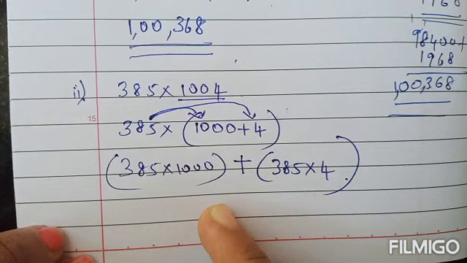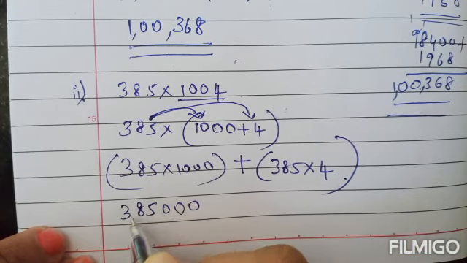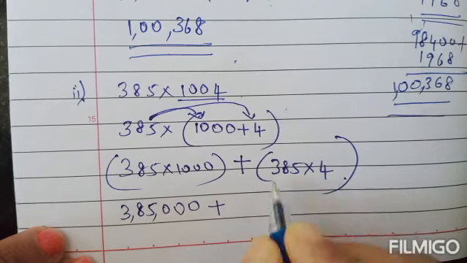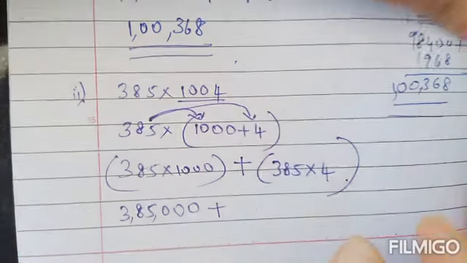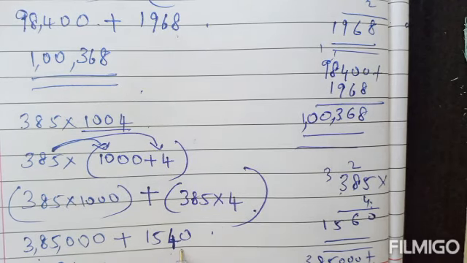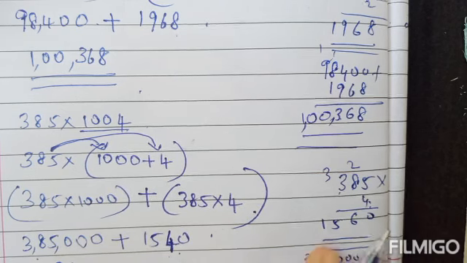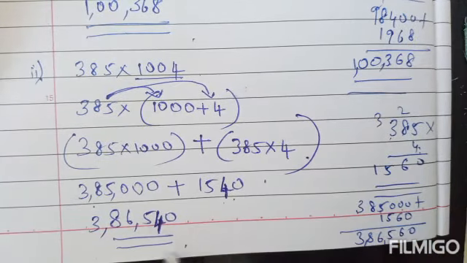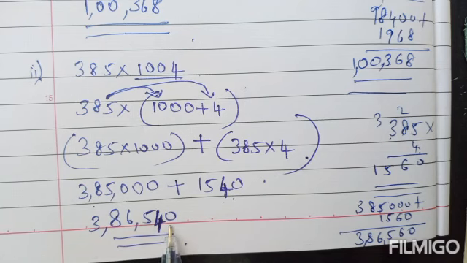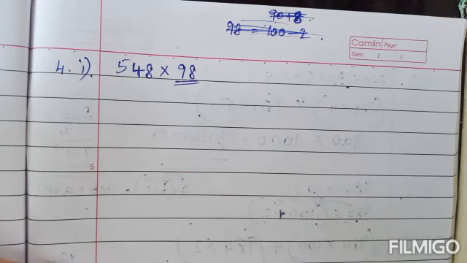Now what is 385 into 1000? It is 385,000. 3,85,000 plus 385 into 4. It is 1,540. Okay. Now on adding 3,85,000 plus 1,540, you will get 3,86,540 as answer. Okay. Fourth question, evaluate using properties.